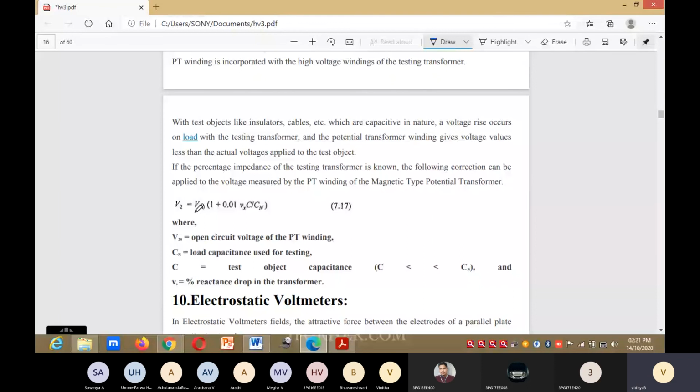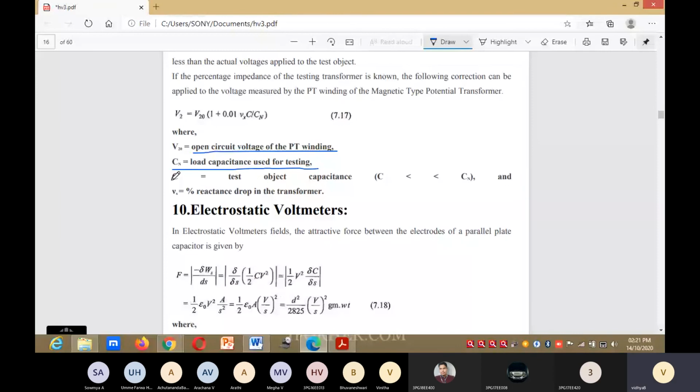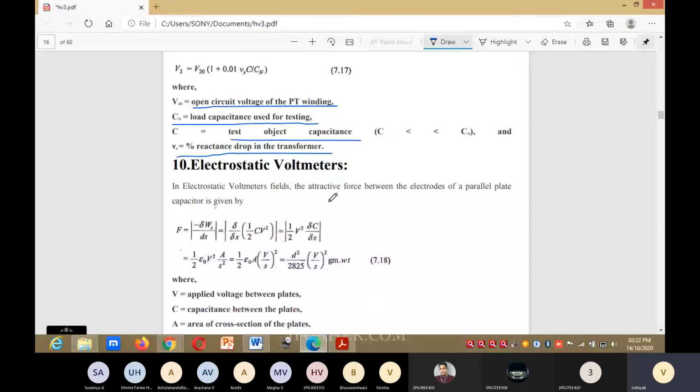V2 is equal to V20 (1 plus 0.01 Vx C divided by Cn). V20 is the open circuit voltage of the PT winding, Cn is the load capacitance used for testing, and C is the test object capacitance, where C is less than Cn, and Vx is the percentage reactance drop in the transformer.